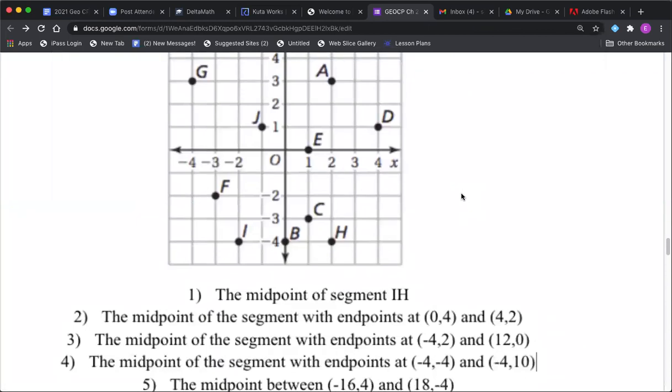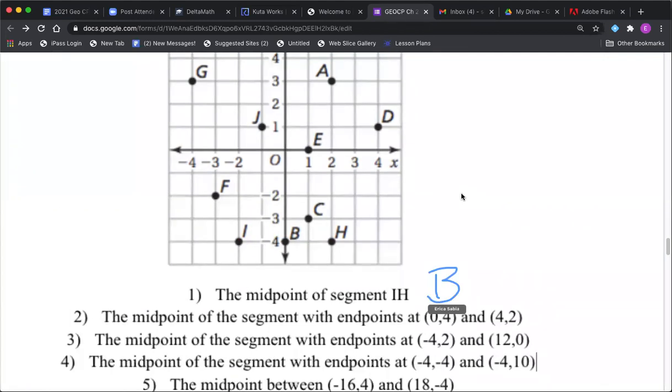I'll try that. Okay, so the first one is asking for the midpoint of segment IH. That one's relatively easy if you just look at the picture, right? Here's IH. The only one in the middle has got to be B. I don't even have to do any math on that one. So that one was sort of a freebie. Okay, so you get B there.